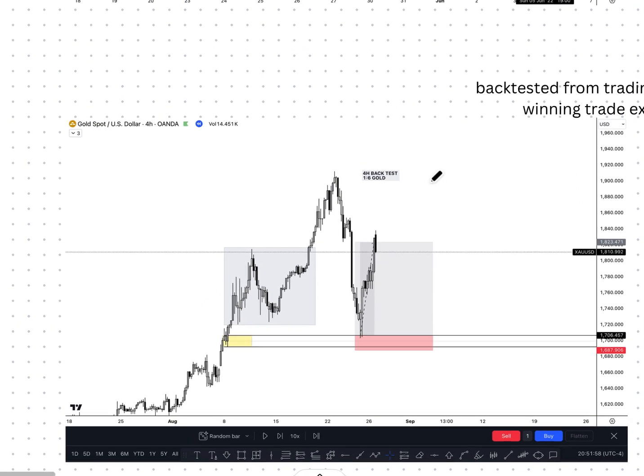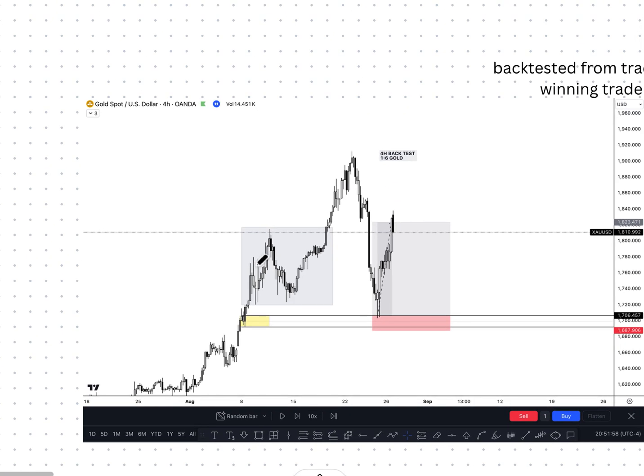Now, this is another situation with a back tested trade that ran 1 to 6. Same thing as before. All we do is identify, let's call this fair value, right? We want to identify supply, demand, and fair value. Demand is below fair value, supply is above. Fair value is where the market goes sideways, where there is equal buyers and sellers, and demand is where there is more buyers, and supply is where there is more sellers.